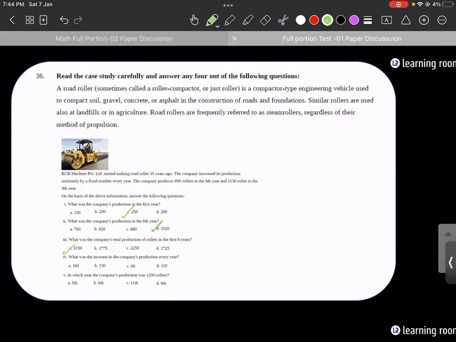Okay. So what is the increase in company's production every year? What is the common difference? 110. Correct. In which year was the company's production 1350 rollers? 11th. Correct. So it should definitely be greater than the 9th year. So you need not even solve, correct? Logically speaking, 9th year they gave it as 1130. So obviously next year they would have increased it. So since 1350 is greater than 1130, it should be the 11th year.